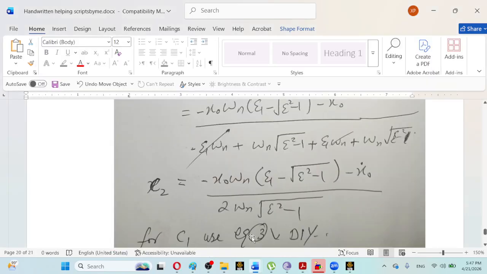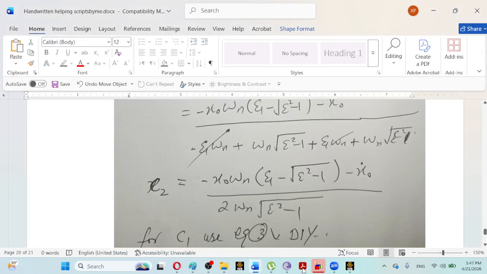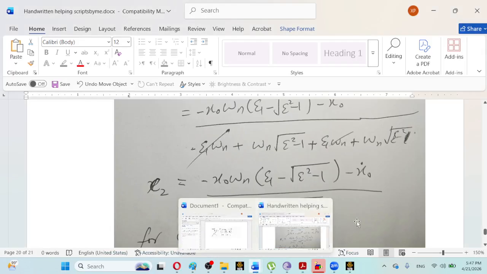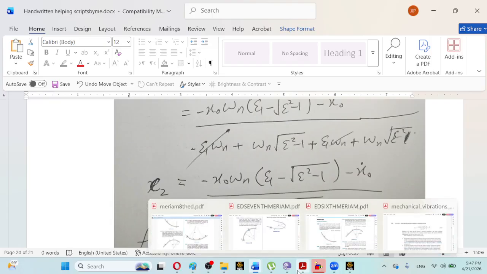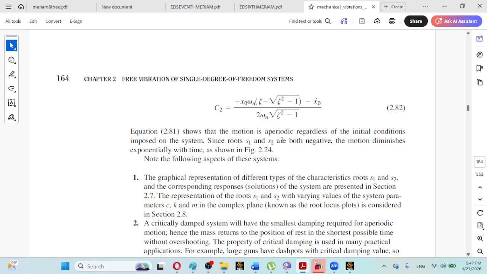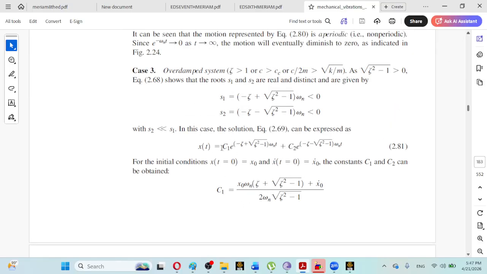For C1, use equation number 3 and put in the value of C2 and solve it. Remember, do it yourself. Half the portion I have done, and the remaining half you can do yourself. After that, you will input the values of C1 and C2 into equation 2.81, and this will give you the equation for the overdamped system.